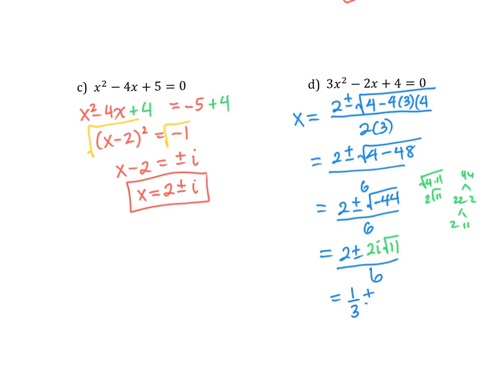Okay, plus or minus. Now for the imaginary component, I have 2i over 6. I can divide both of those by 2 or take out a factor of 2. So I will have i root 11 over 3. This is my final answer. It is two answers. They are both in standard form for a complex number.